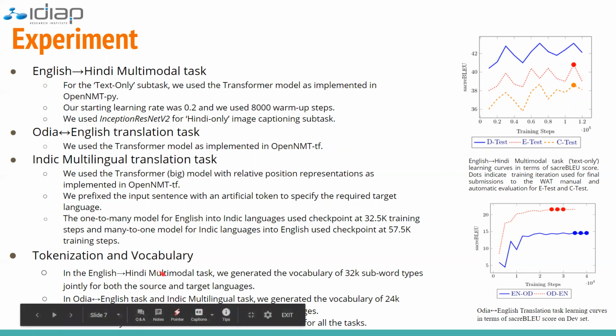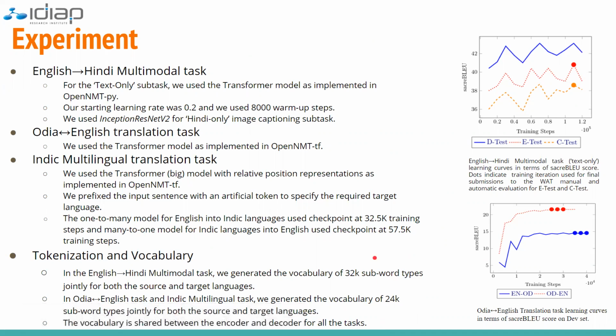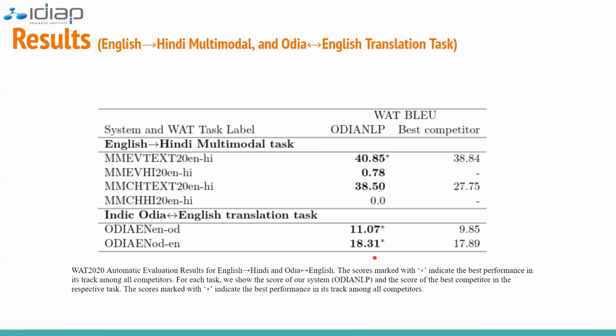And this is the tokenization and vocabulary, where for the English Hindi multimodal task we generated a vocabulary of 32K subword types. And for the Odia English and multilingual tasks, we generated a vocabulary of 24K. For all the tasks, we used a shared vocabulary. And this is the result for the English Hindi, English Hindi multimodal, and Odia English translation tasks. For the text only translation, we obtained the best result this year with around 40.85 BLEU score against our best competitor's 38.84.